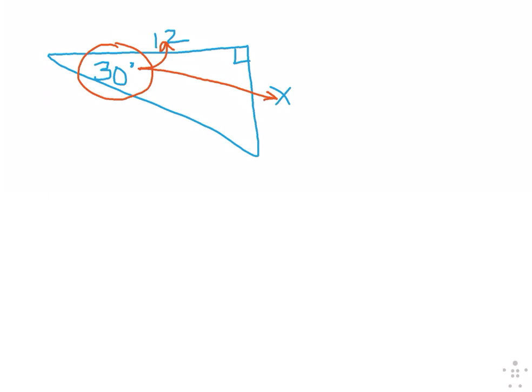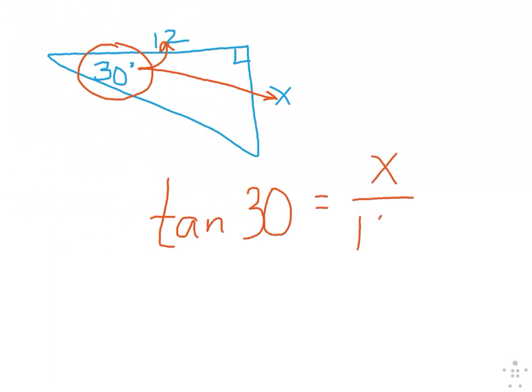But which one's the hypotenuse? Across from the 90, or the longest side, which is not what I have. So according to what I have, am I going to use sine, cosine, or tangent? Tangent. Why? Because I have the opposite side and I have the adjacent side. That's 100% the reason why I'm using tangent.